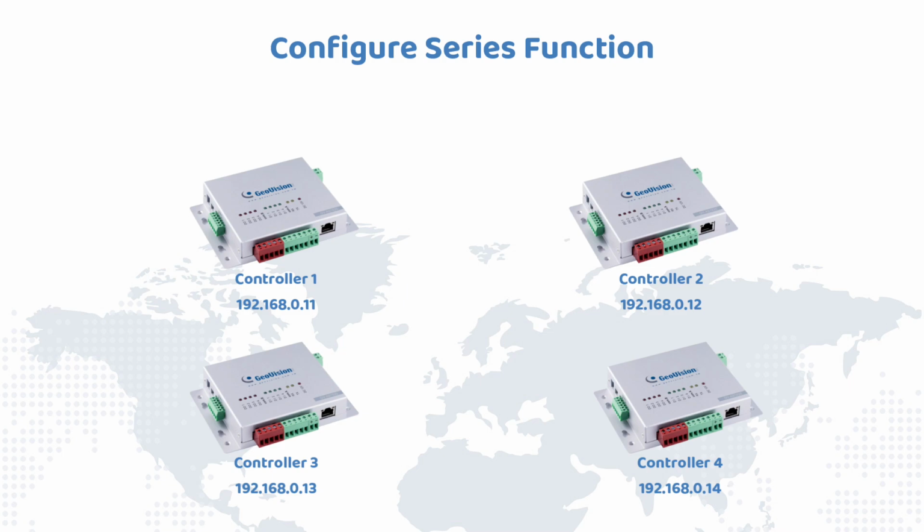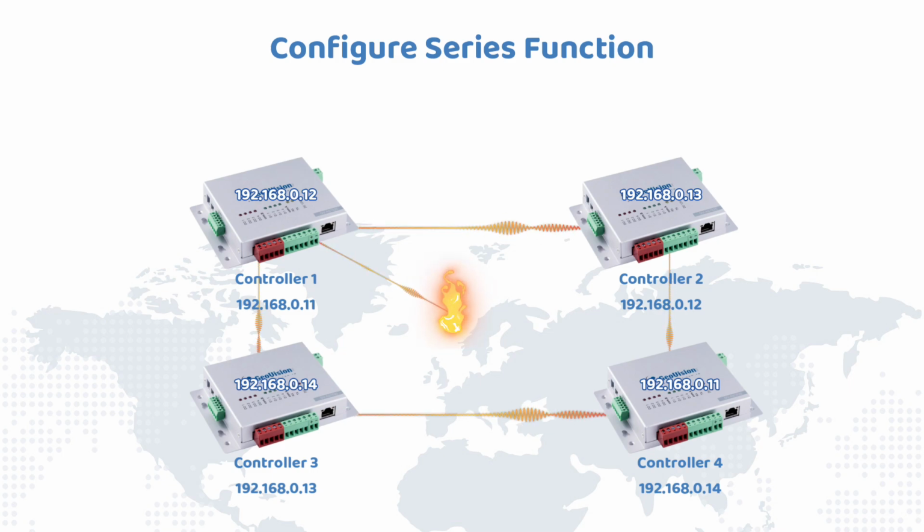For example, on the first controller, we enter the IP address of the second controller. On the second controller, we enter the IP address of the third controller. On the third controller, we enter the IP address of the fourth controller. And on the last controller, we enter the IP address of the first controller. This creates a loop, ensuring that when one controller receives a fire alarm signal, all controllers in the series will be notified and respond immediately.